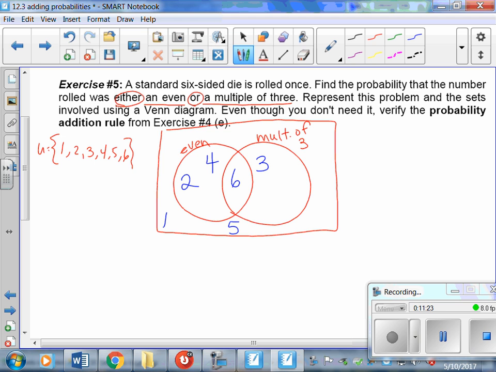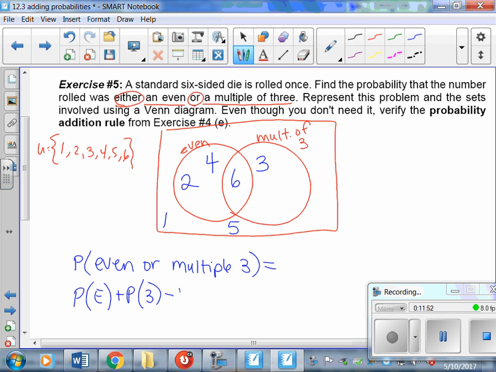Now it says represent this problem as sets, even though you don't need to, verify the probability addition rule from exercise 4. So what they wanted us to do is the probability of an even number or a multiple of 3 is equal to the probability of the even number plus the probability of the multiple of 3 minus the probability of both.